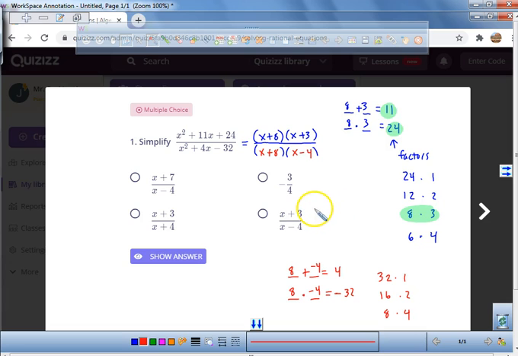Now, if this was f of x equals, we would have what's called a removable discontinuity here. But here we're just simplifying. So all we're doing is just simplifying it. Okay, and so we're left with x plus 3 over x minus 4. I'm not going to tell you the answer, but hopefully you can see the answer somewhere.